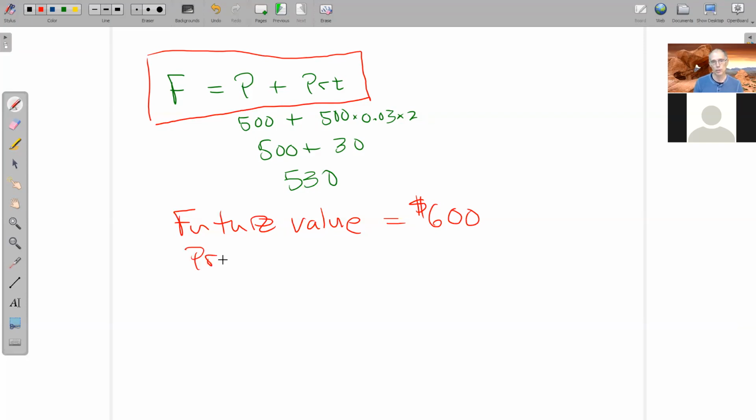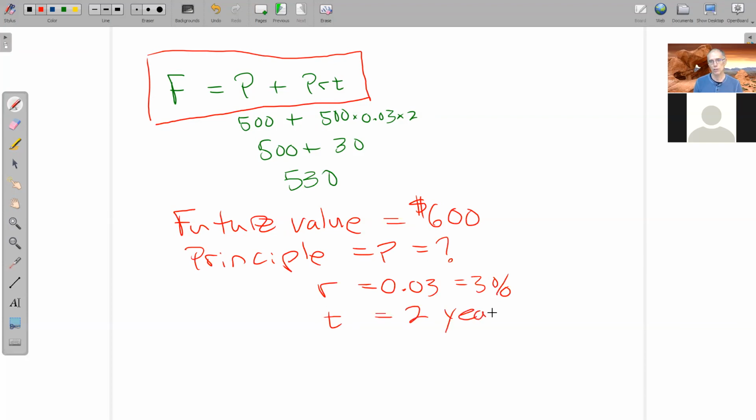So principal P is unknown for a moment, but we're going to stick with the same rate, 3%, and the same time, 2 years. And if I fill out the formula with this information, the 600 goes where the F is. So I get 600 equals P plus P times 0.03 times 2.